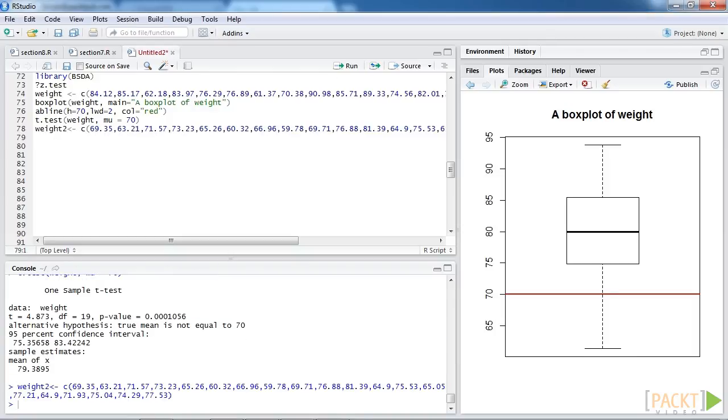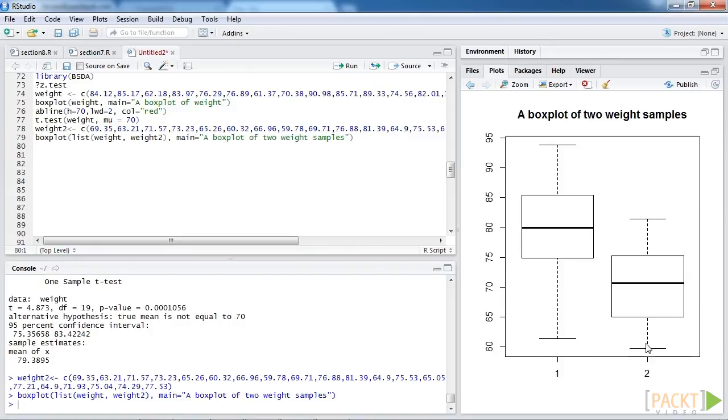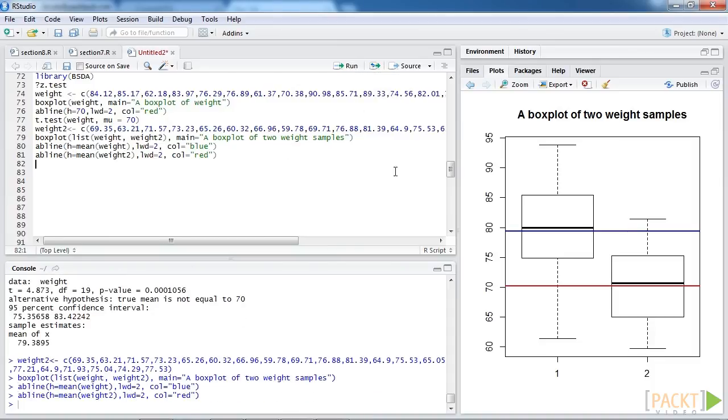Next, we visualize two weight samples in one box plot. Here you can see there are two weight samples in one box plot. Let's add lines at the means. As you can see, blue line is at a mean of weight 1 and red line is at a mean of weight 2. We then perform a two-sample t-test to determine whether the means of the two samples are the same.